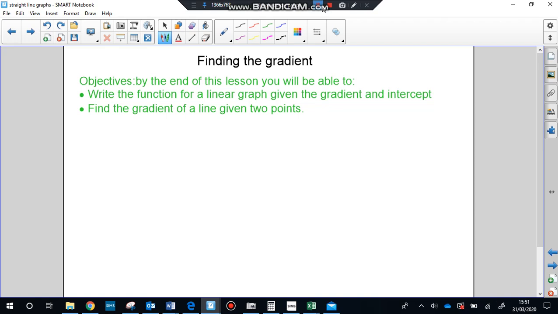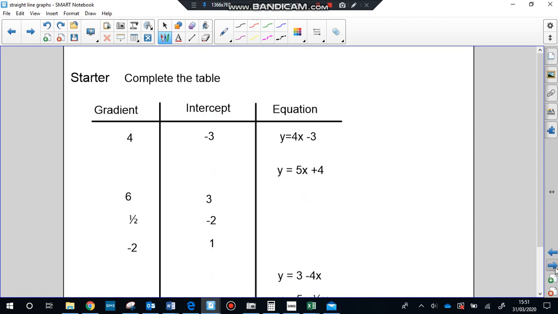Okay, so we're going to look at finding the gradient. We've talked about the gradient before, and we've talked about how the gradient is the steepness of the line, and we've also talked about how it relates to the equation of the line. So today, our starter, we're going to be practicing what we did before, writing the function or the equation for a graph, if we know the gradient and the intercept. But the main part of the lesson, we're going to be finding the gradient of a line from 2 points. So let's have a look at the starter.